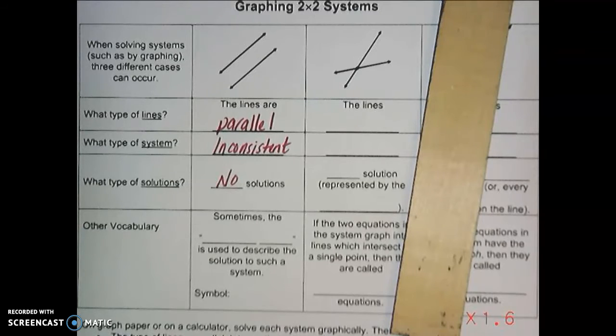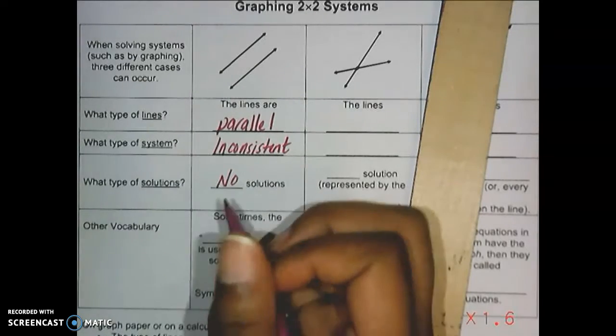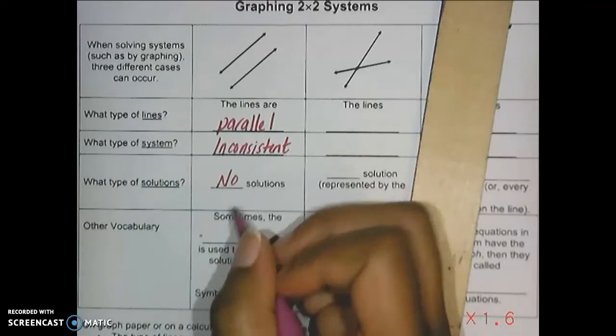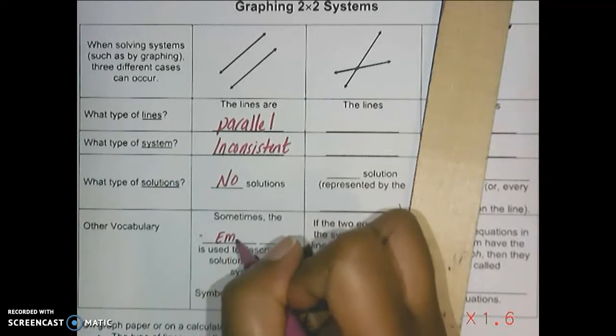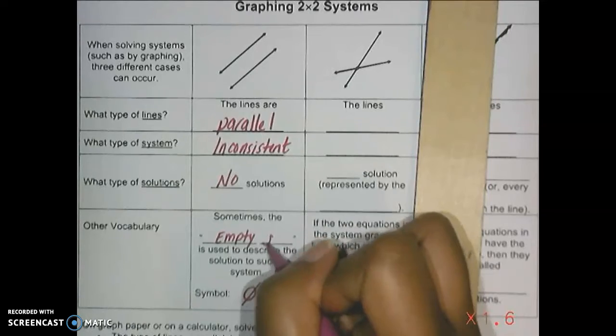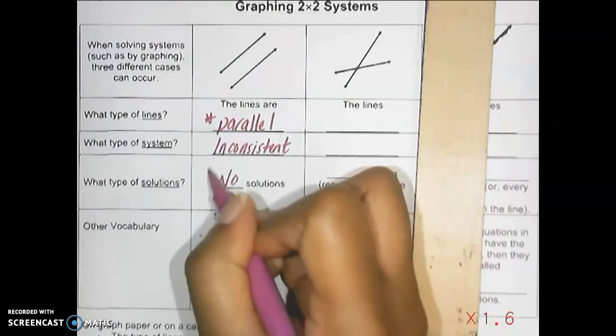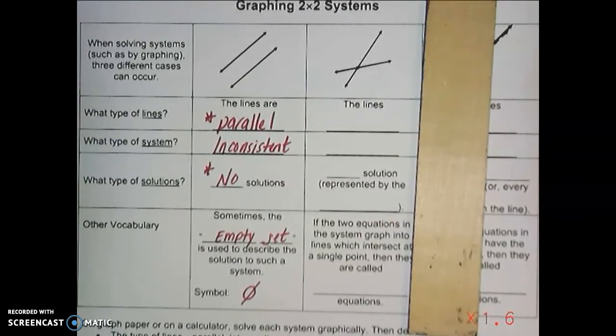Okay, so just some other vocabulary that may come up. Sometimes the empty set is used to describe the solution to such a system, and the symbol for that is just a 0 with a line through it. We may not see this as much, but it can come up in a later class, okay? So that's what we have with parallel lines. No solution. If your lines are parallel, you have no solution.